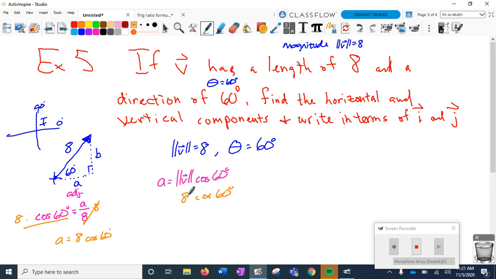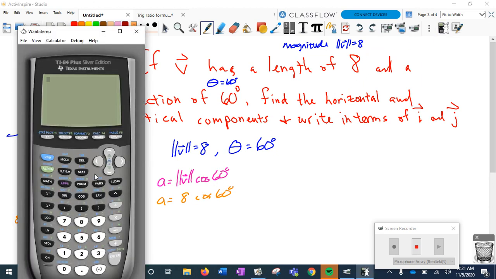Now, at this point, we're going to do it one of two ways. Your choice. When it comes to how I want you to put stuff in Canvas, we're just going to use our calculator. Since we have degrees, we better be in degree mode. If you're going to use Desmos, hit the little wrench and put it into degree mode. We're going to do 8 cosine of 60 degrees. That's exactly 4. That's wonderful. I'm going to say A equals 4.